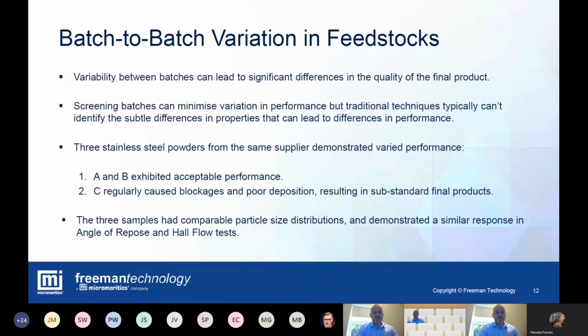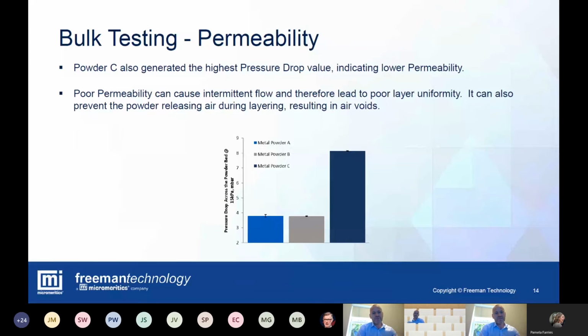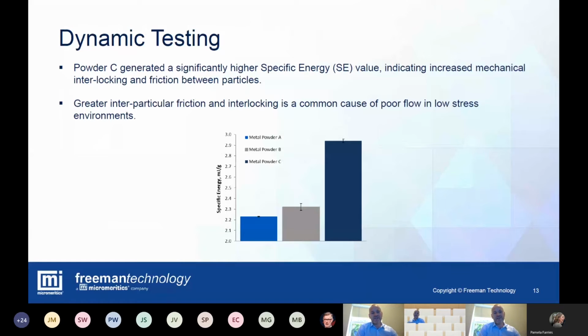But when they ran these through their typical tests of size distribution, angle of repose, Hall flow, there's no difference whatsoever. So what they did was look at them with a powder rheometer, and you can see on the next slide, we can see the dynamic data that I talked about a moment ago. Sorry, just back one slide, please, Pamela. We can see instantly in the dynamic testing that metal powder C is different. It has a higher specific energy, and specific energy tells us a lot about interlocking and particle interaction. So that's probably going to lend itself to that poor dispensing of the powder that they observed.